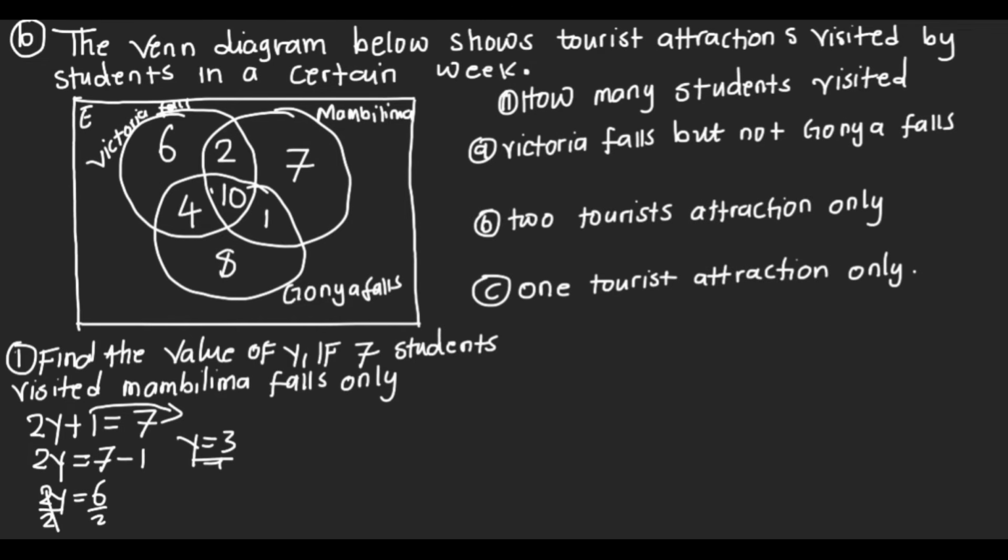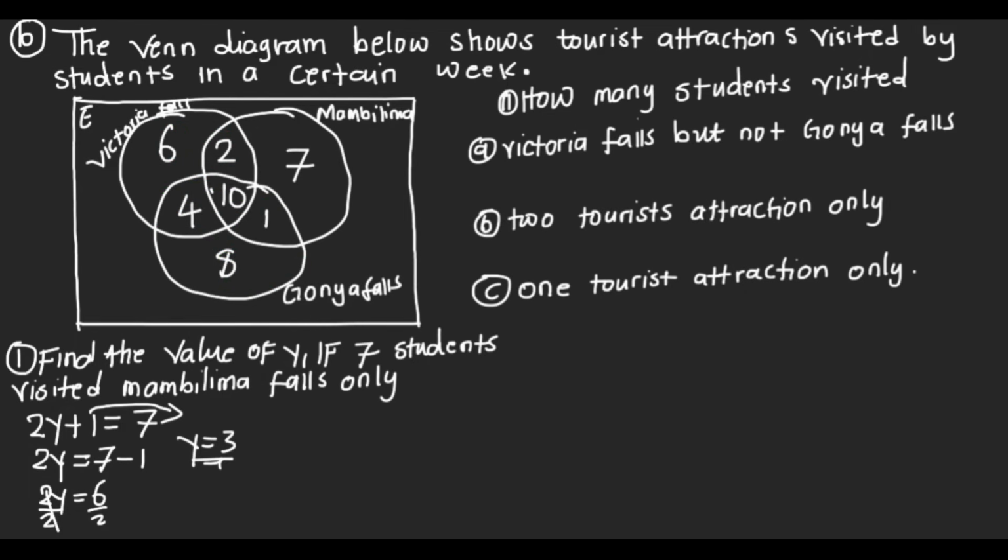Now let's move on to Roman number 2. How many students visited Victoria Falls but not Gonya Falls? So we want everything that is in Victoria Falls but not intersecting the Gonya Falls. So let's do this. Let's first remove this. So if we remove Gonya, the only 2 numbers remaining are 6 and 2. And 6 and 2, they are part of Victoria Falls, so that is our answer there.